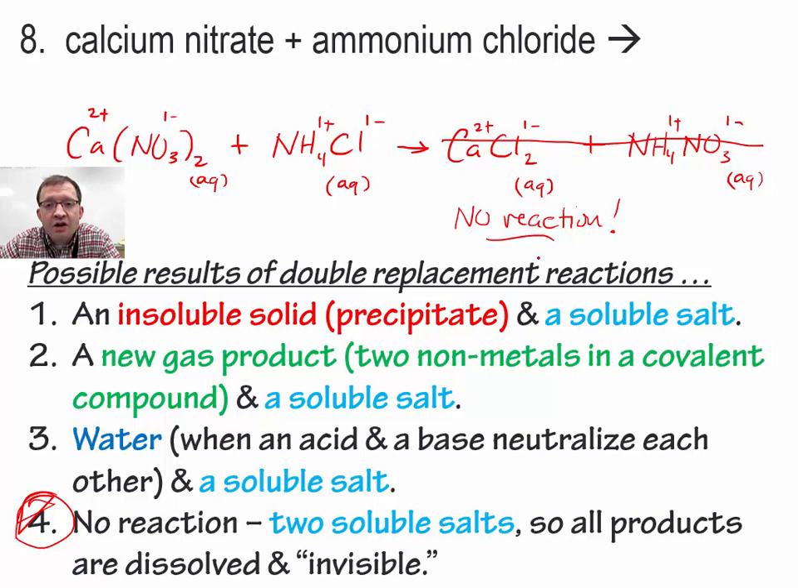Use that solubility chart and look for solubility. Watch for those new gases to be formed between covalently bonded nonmetals, but also be on the lookout for the possibility that nothing happens at all. Do your best with these. Try to work your way through the whole sheet.